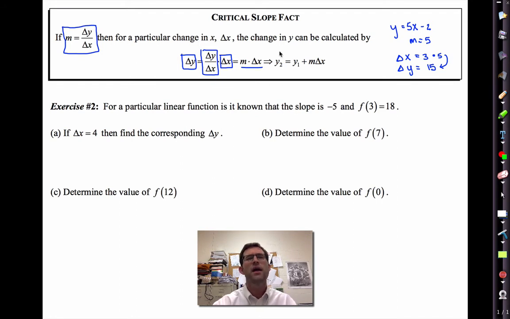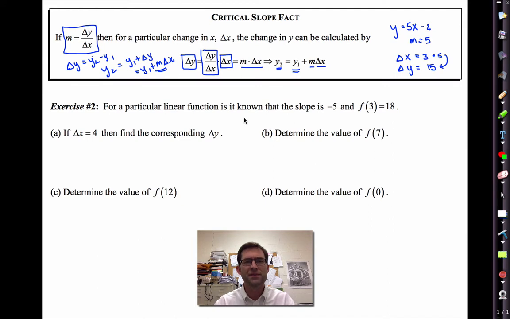All right? Now, as well, we can combine that with the fact that if I know an initial y value and I know the slope and the change in x, then I can find a final y value. This should also make sense, right? This just comes from the fact that the change in y is y2 minus y1. So y2 will be y1 plus the change in y. But the change in y is just m times the change in x.